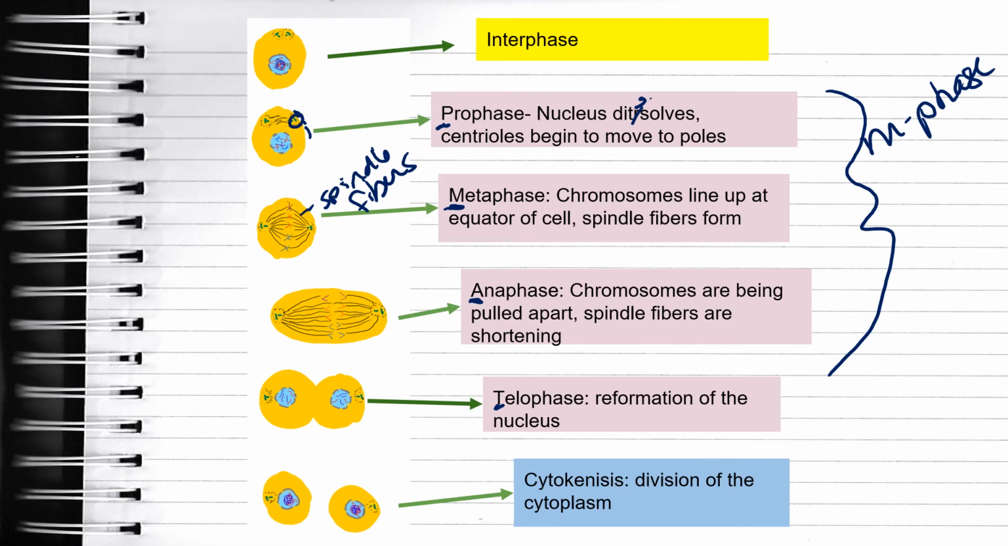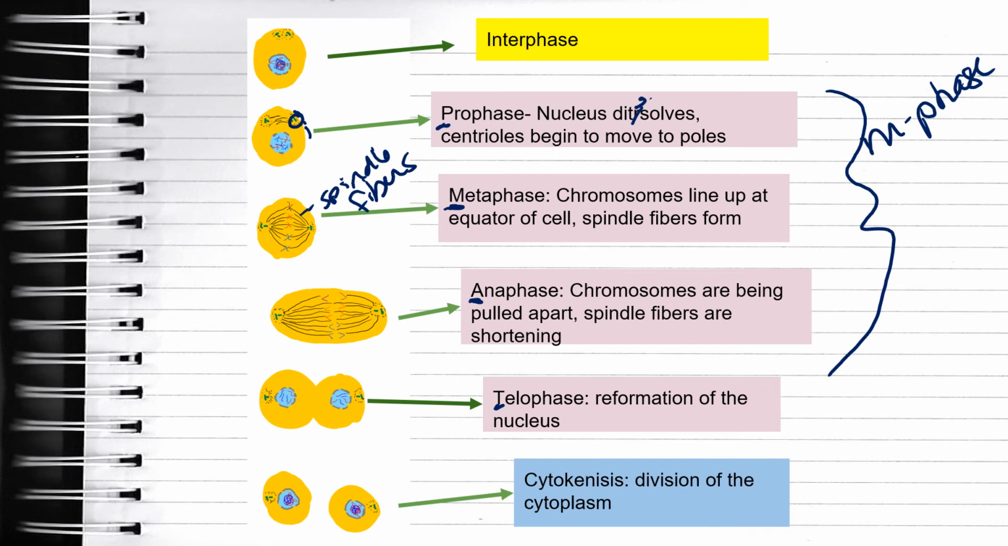So during anaphase, the chromosomes are pulled apart and the spindle fibers are shortening. As those fibers shorten, it pulls those chromosomes apart. So each cell winds up with one complete set. And then during telophase, the nucleus reforms. And then last is our last phase, and that is cytokinesis, and that is a pinching in of the cytoplasm. So the cellular membrane slowly pinches in, pinches in, pinches in until we have two cells.